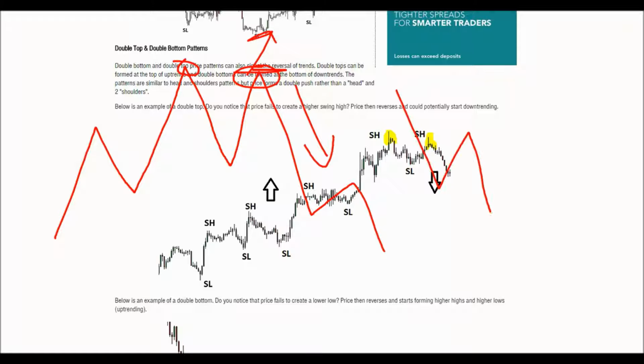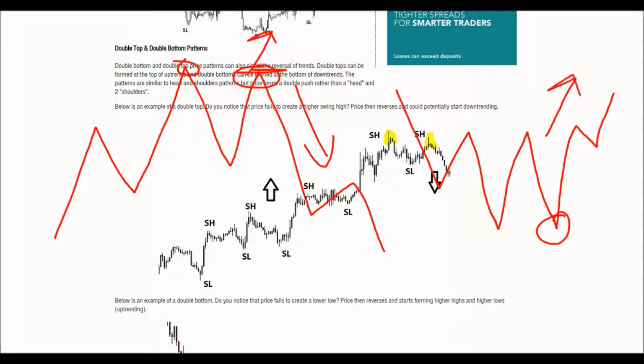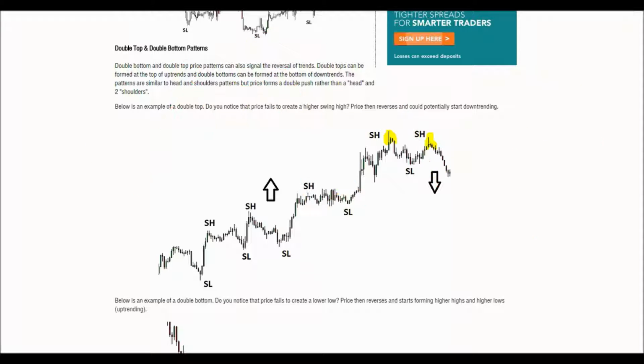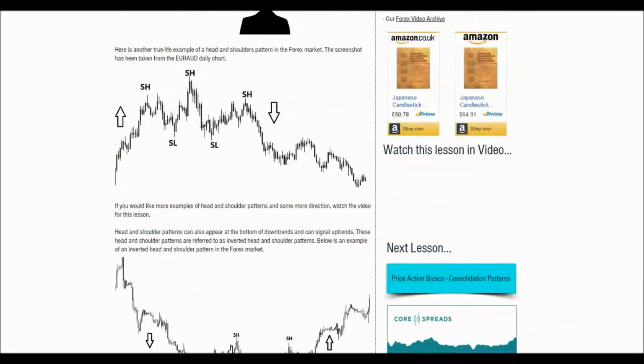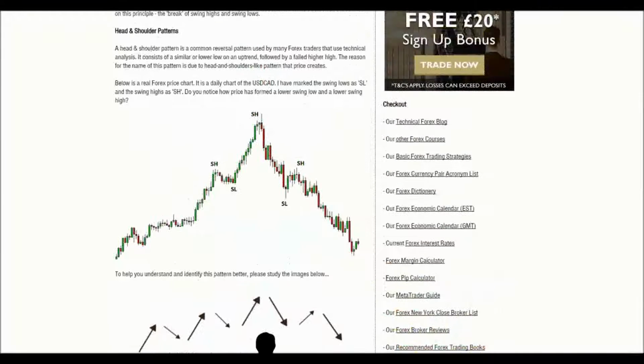We can't push higher, and then we move lower. And then a double bottom, same thing but for a downtrend. We can't push lower, and we start uptrending. Now if you just look at everything that's been taught in this course with a bit of common sense, then you'll understand these patterns a bit better.